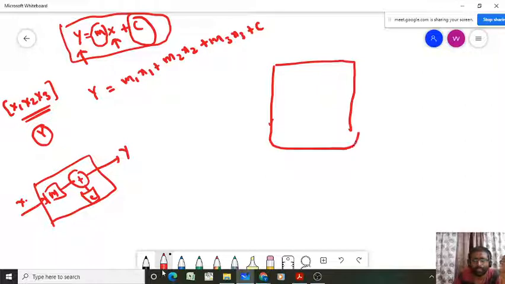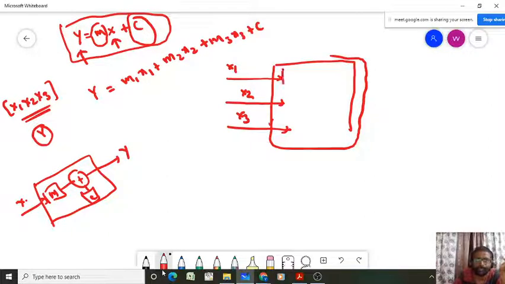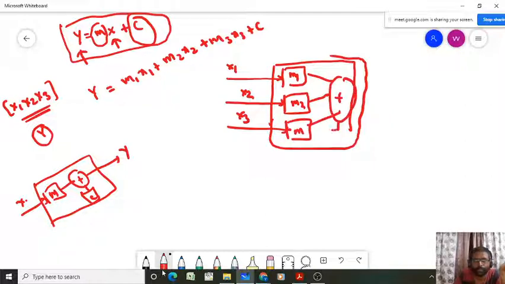Whereas in the case of the multiple linear regression model, let's assume I want to build a multiple linear regression model to predict an output y based on the three input features x1, x2, x3. Then your model will be like this. It is x1, this is x2, and this is x3, right? Here it is m1, m2, and m3. So you have to sum it all, and you have to add the bias term or constant term c. So it is going to predict the y. So this is the multiple linear regression model, and this is the simple linear regression model.